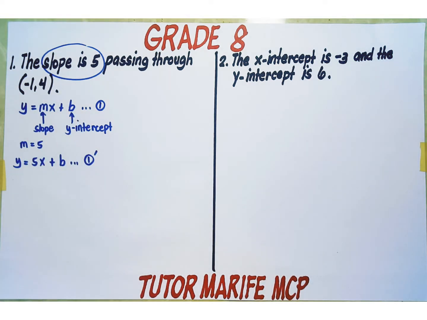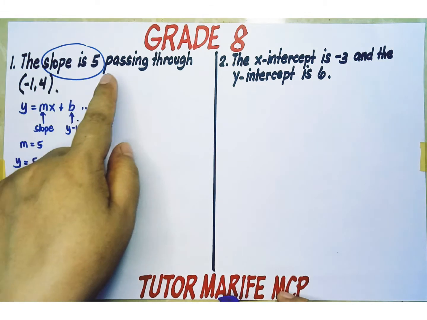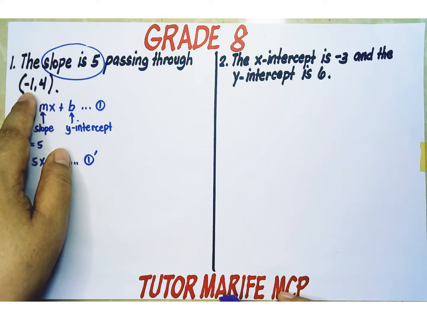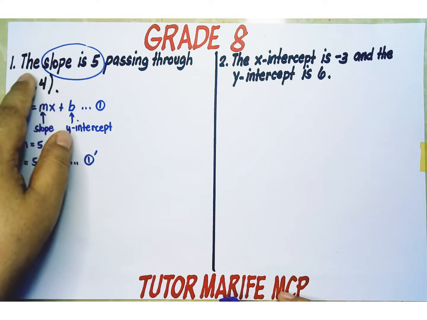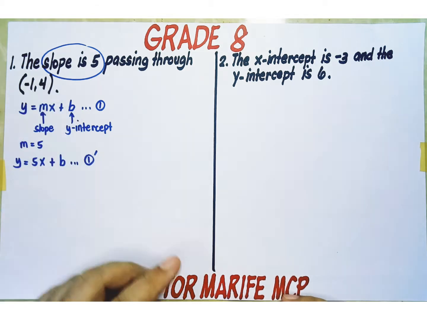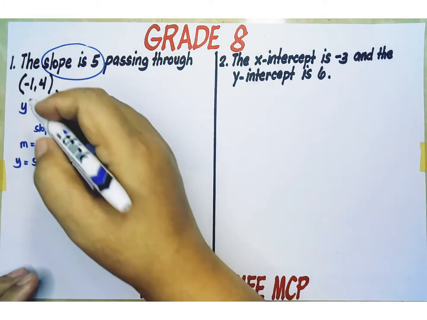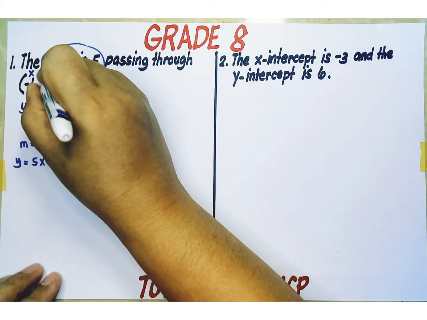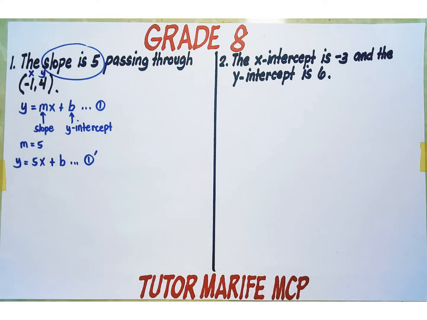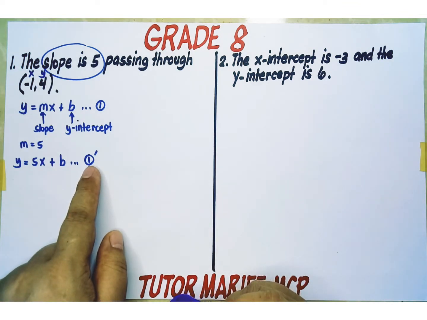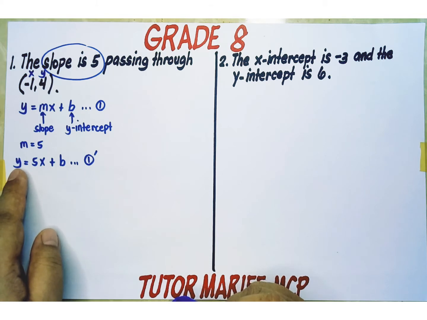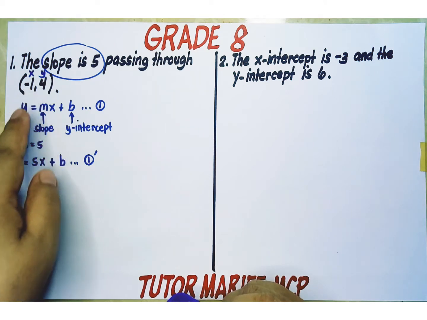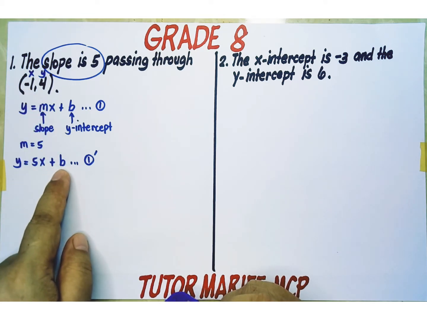How do we solve for b? It's also given that the line passes through the point (-1, 4). Itong ordered pair na ito, it represents a point. Itong -1 is the x-coordinate of the point, tapos itong 4 is the y-coordinate of the point. So, in equation 1 prime, we can replace y with 4, we can also replace x with -1, and we can solve for b.